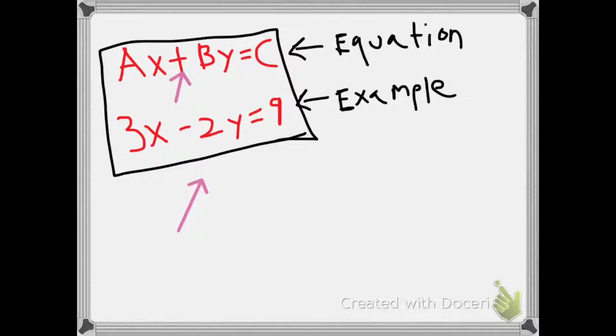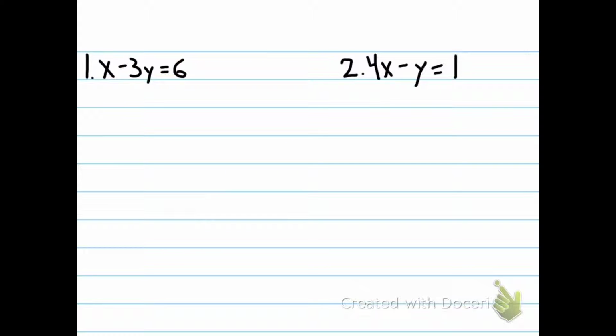because 3x is your ax, and then by is negative 2y, and your c is just your 9, or your whole number after the equal sign. So we're going to change this equation to a slope-intercept form equation, which is y equals mx plus b. What you basically have to do is try to get the y variable by itself and bring all of this to this side. So it's basically just solving an equation.